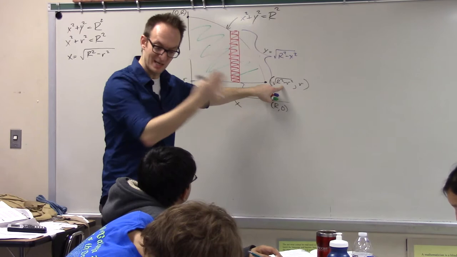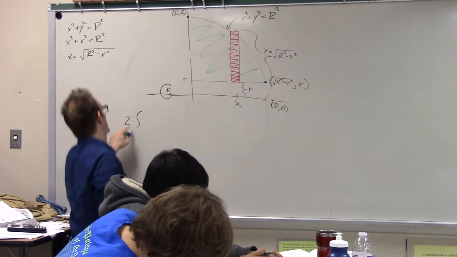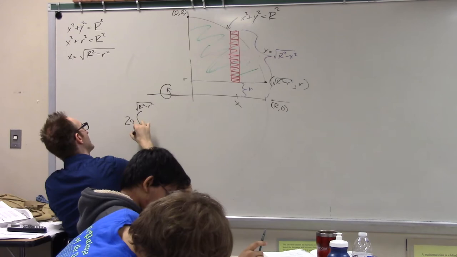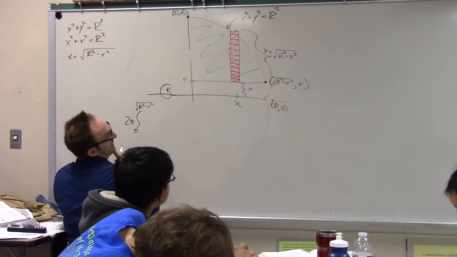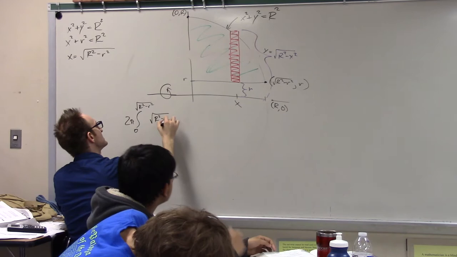Aliyan, are you with me? Oh yeah, you got it right there in your paper. Good job. All right, so twice pi integral from 0 to root big R squared minus little r squared of outer radius squared minus inner radius squared. So it's root big R squared minus x squared, squared, minus little r squared dx.